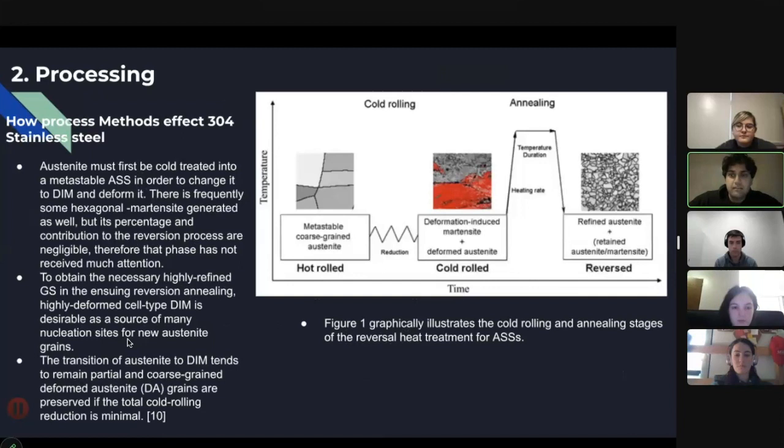So how does processing method exactly affect 304 stainless steel? As we can see on the diagram, after hot rolling, through a reduction by being cold rolled, we can see a deformed austenite, which actually reduces the increase of strength because it is more cold rolled than its limits. And then after annealing, we can see that the austenite is more refined and it's a little bit stronger.